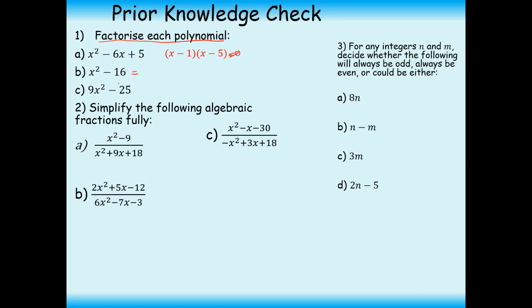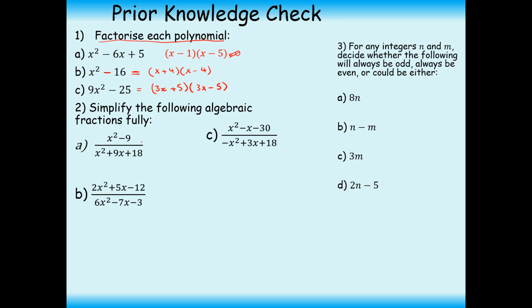This part B splits into two brackets. If you think carefully, this is the difference of two squares. X squared is a square term, and 16 is a square, and we call this difference because of the minus sign. That means that it will split into x plus 4 and x minus 4. The next question is again the difference of two squares. We're going to take 3x plus 5 and 3x minus 5. If you're wondering where that 3x came from, it's simply the square root of 9x squared.